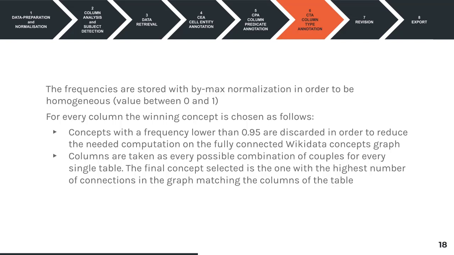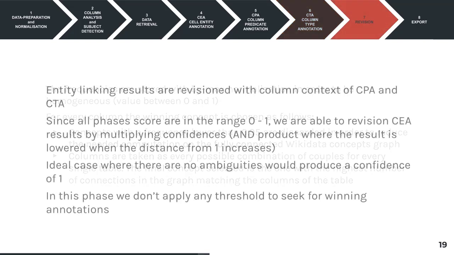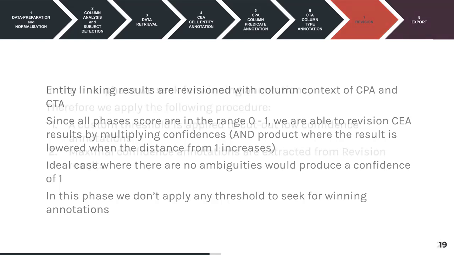The final concept selected is the one with the highest number of connections in the graph matching the columns of the table. In the revision step, entity linking results are revised with the column contents of CPA and CTA. Since all phase scores are in the range of 0 and 1, we are able to revise the CEA result by multiplying confidences. The ideal case where there are no ambiguities will produce a confidence of 1. In this phase, we don't apply any threshold to seek the winning annotation.